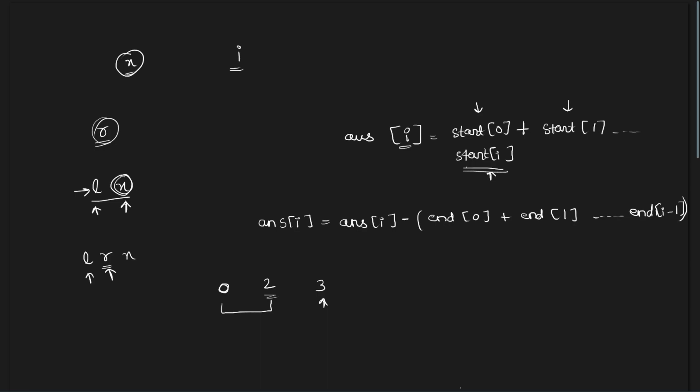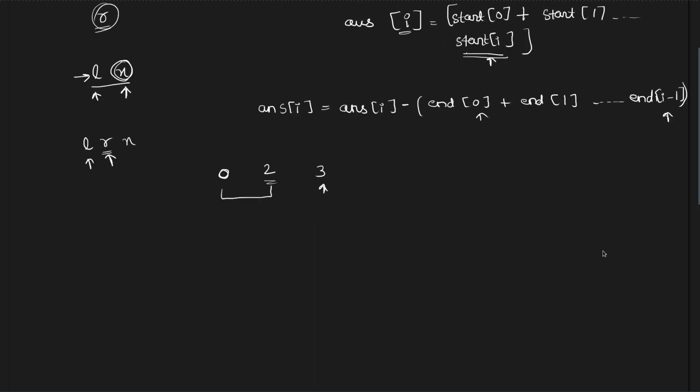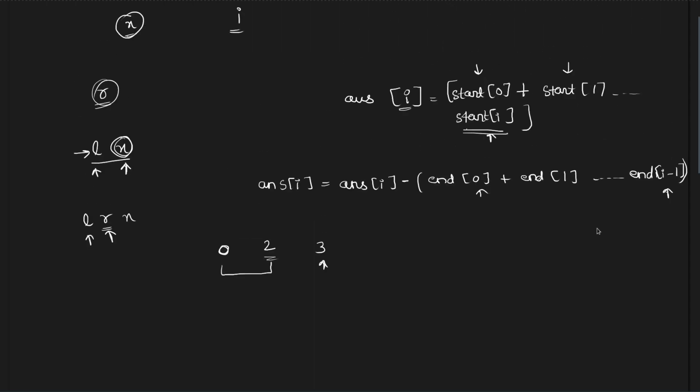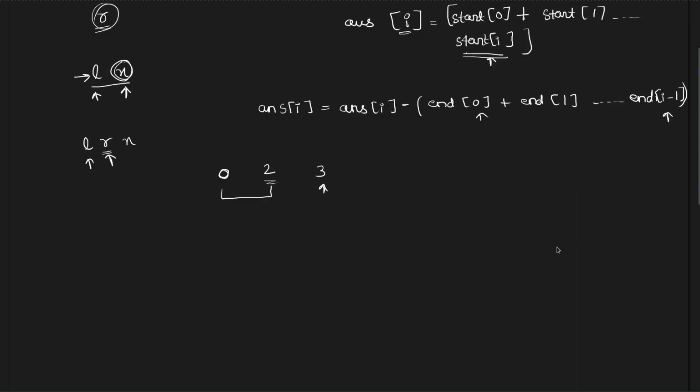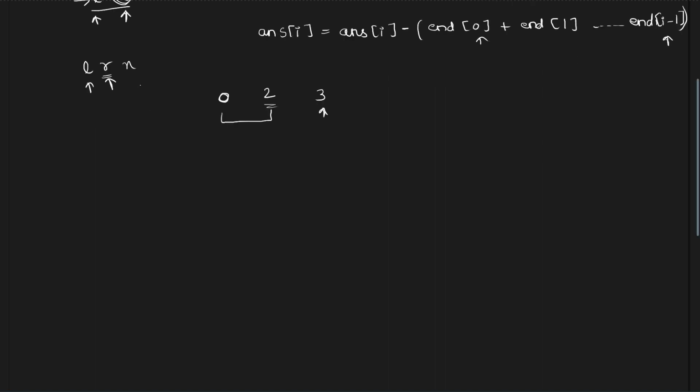right? So what I have found is, for any index i, all the ranges starting from 0 till i will contribute to my answer, excluding the ranges which have ended from 0 till i minus 1, right? So this will be my contribution of the numbers at any given index i. Now we will try to generalize this formula even more. Let me just write it clearly once.